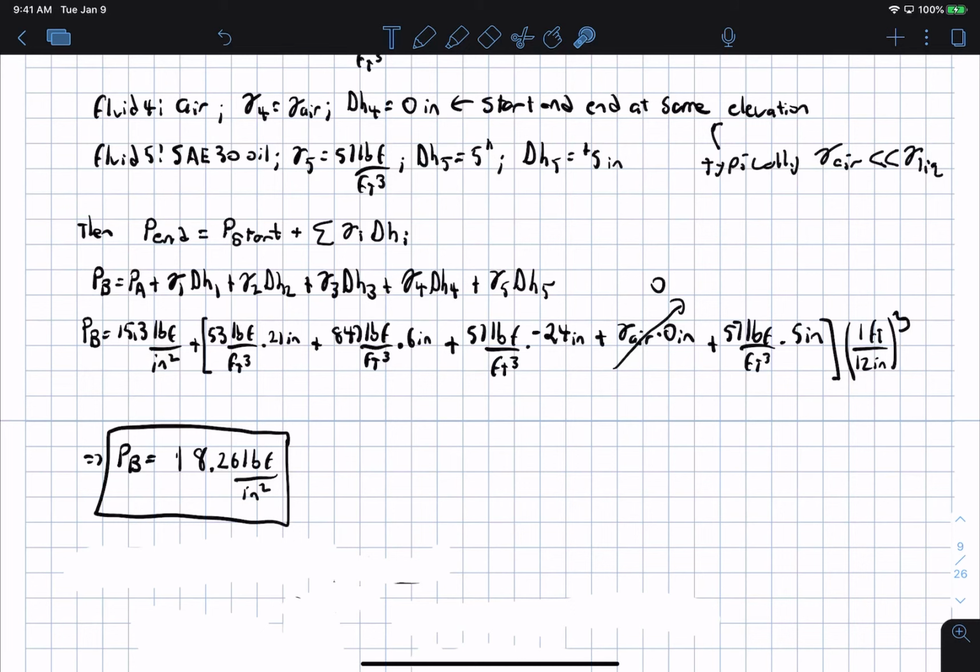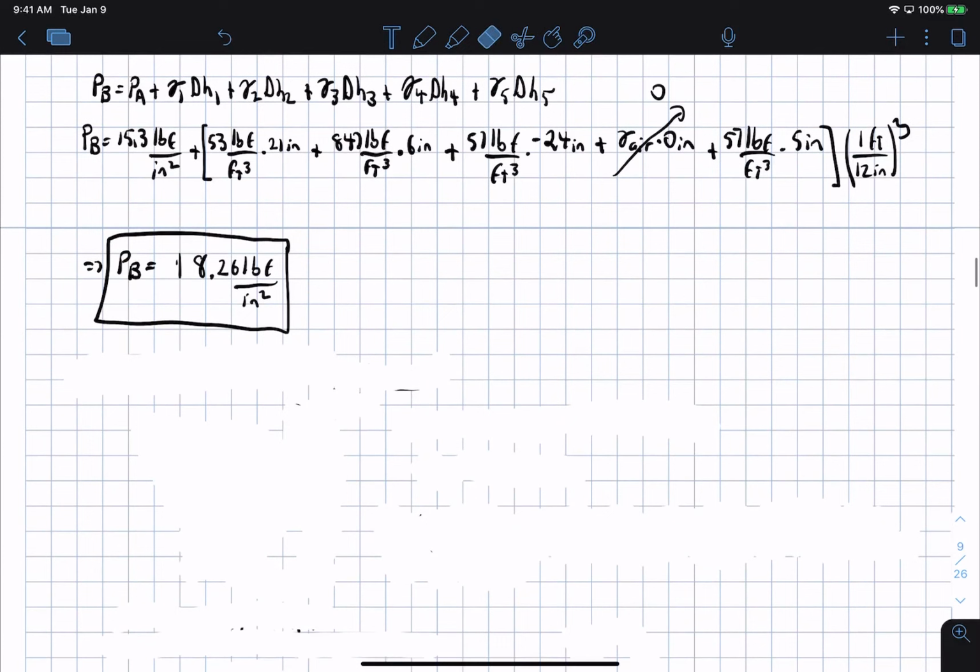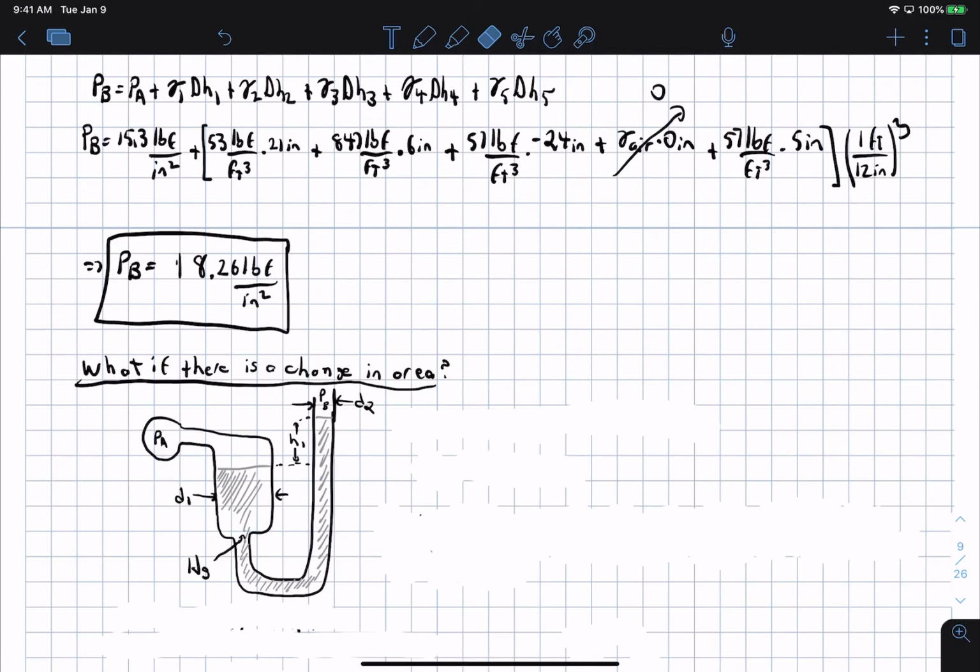So I recommend you look at the sample problems, try to do them on your own, as they will be really helpful to you. Okay, now there's a pretty common wrinkle that occurs with a manometer, and that's what if there's a change in the cross-sectional area? Okay, and that could be, you have a manometer here, and you have a tube here, and it has a bigger diameter here than it has over here, and there's a specific reason that's done.